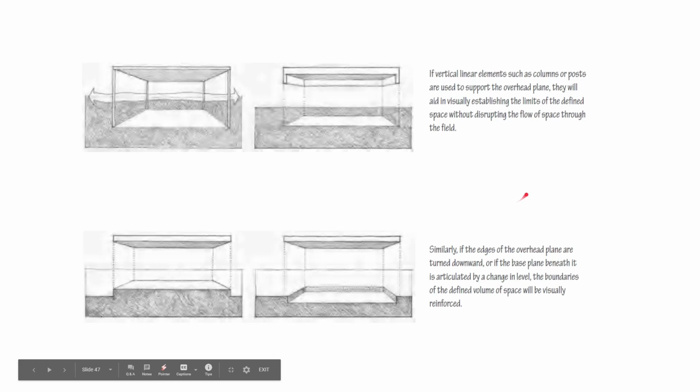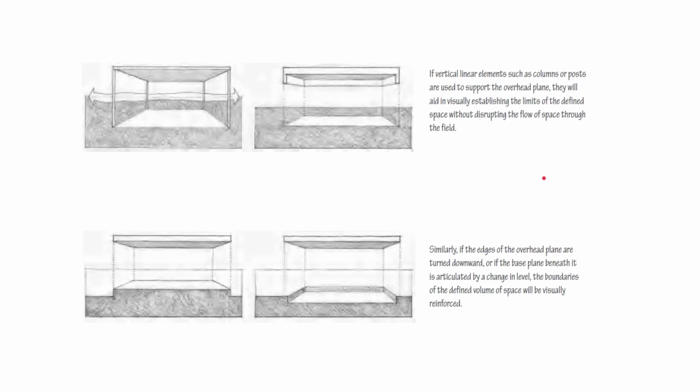So if vertical elements, linear elements such as columns or posts are used to support the overhead plane, they will aid in visually establishing the limits of the defined space without disrupting the flow of space through the field. So the vertical elements such as these help support the overhead plane. So they will aid in visually establishing the limits.